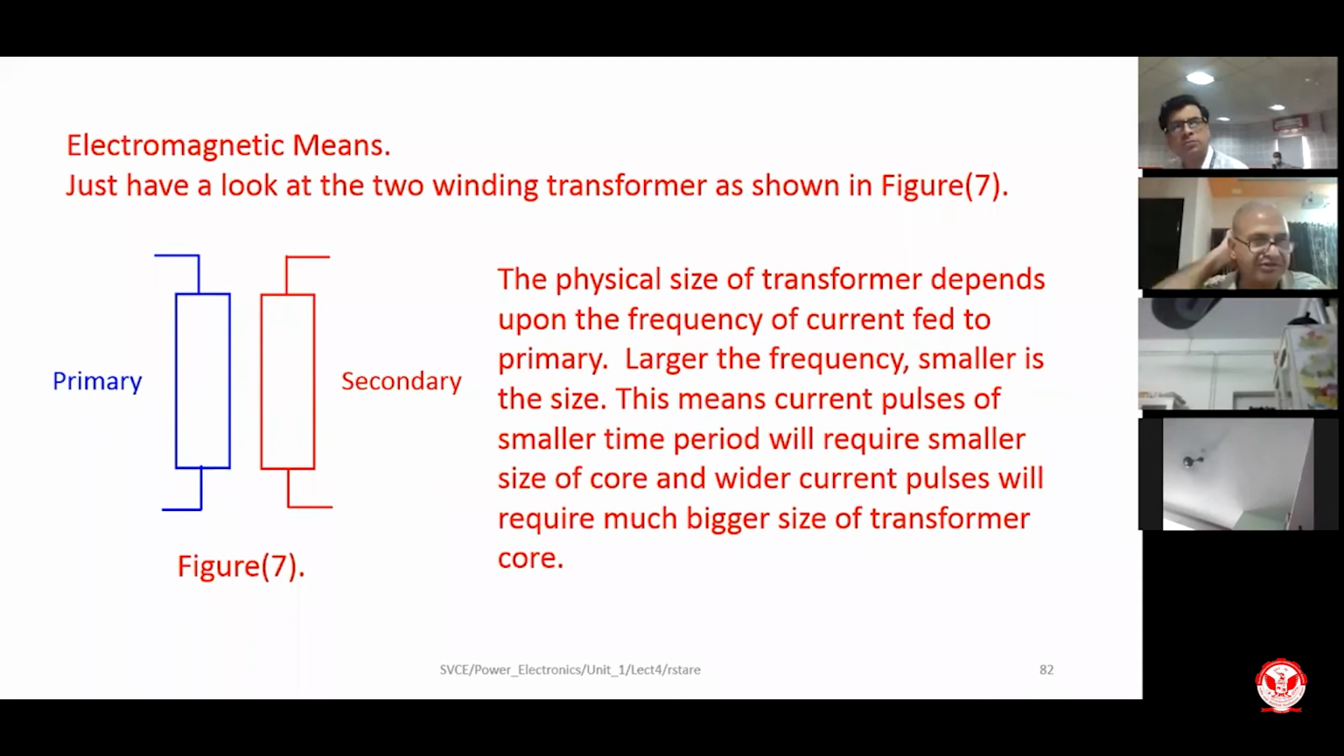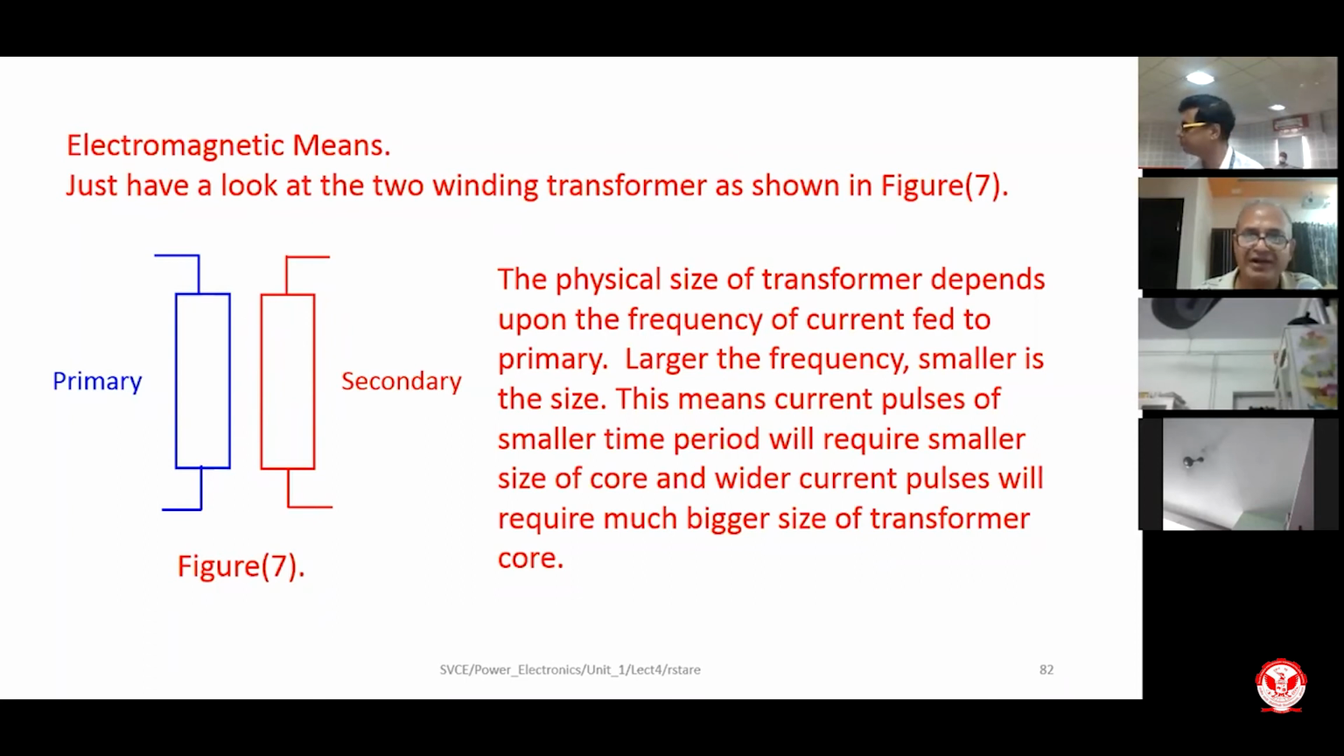If you remember the EMF equation of a transformer, E equals 4.44 f phi m into number of turns. So if frequency is small, for the same applied voltage, flux has to be large, and this will increase the cross-section area and the size of the transformer. This means that current pulses of a smaller time, meaning frequency is large, will require a smaller size of the core because flux density is less.